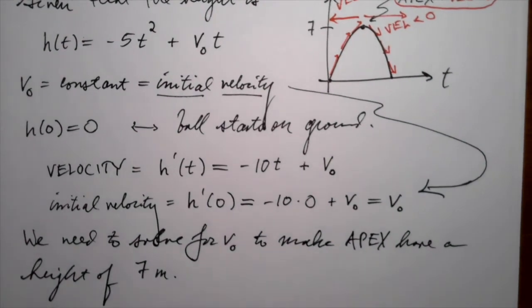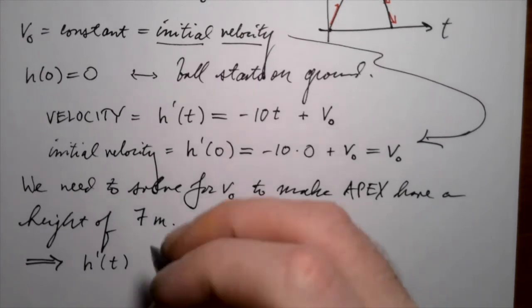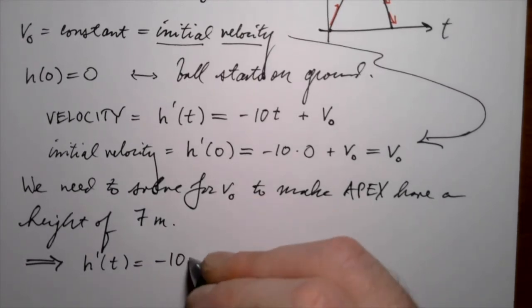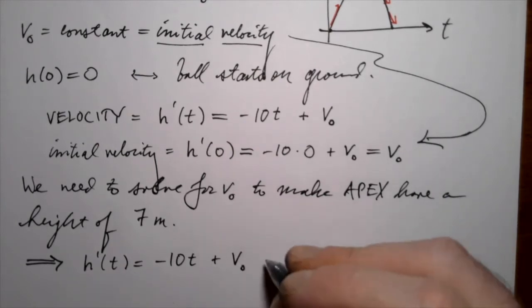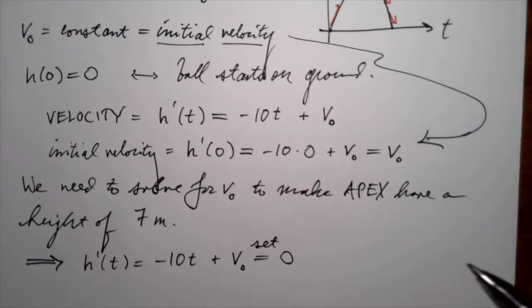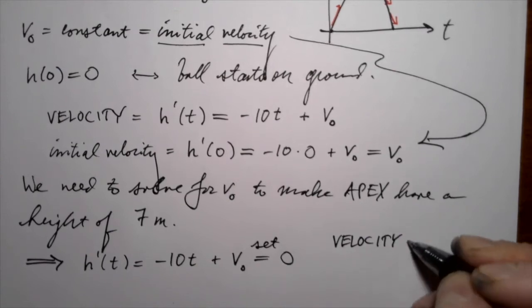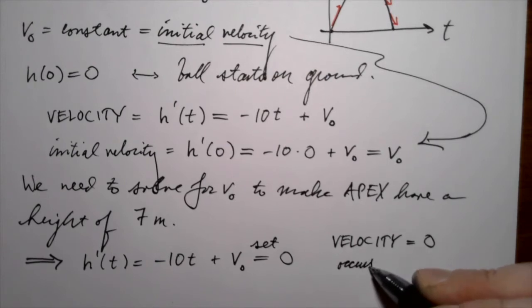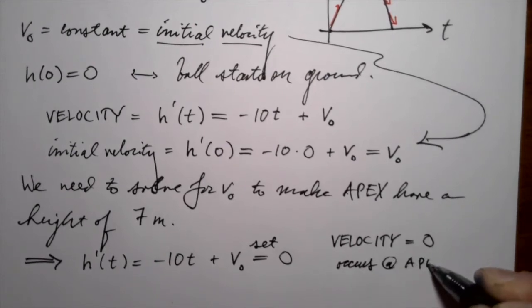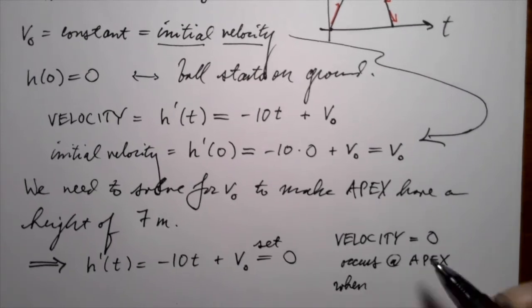So let's take our velocity function. That's h prime of t. That depends on this constant v0 that we want to solve for, which is really good, because then when we set that equal to 0, setting the velocity equal to 0, that's exactly happening at the apex of the curve. That occurs at the apex. That happens when the ball turns around, when it starts to fall.